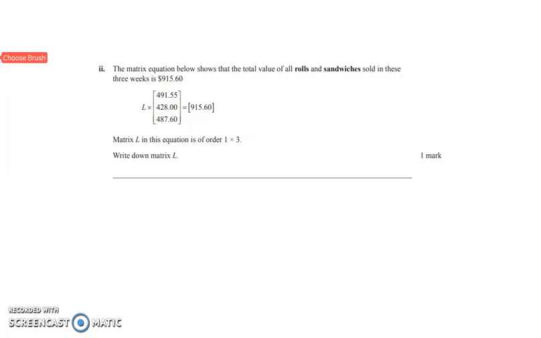Hi there, this is a question from the 2017 Exam 2, and this is from the Matrix module. So this is question 1. If we have a look at the full question, we're only going to answer part II in this.